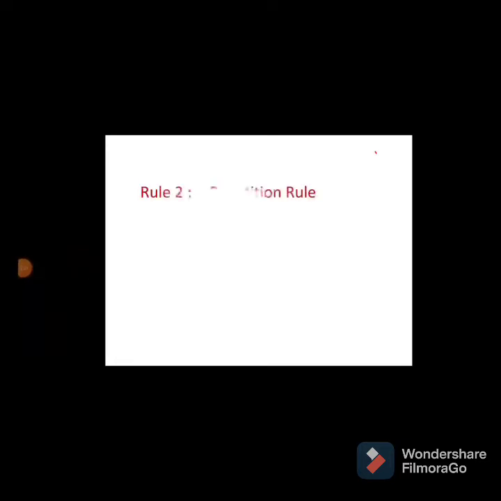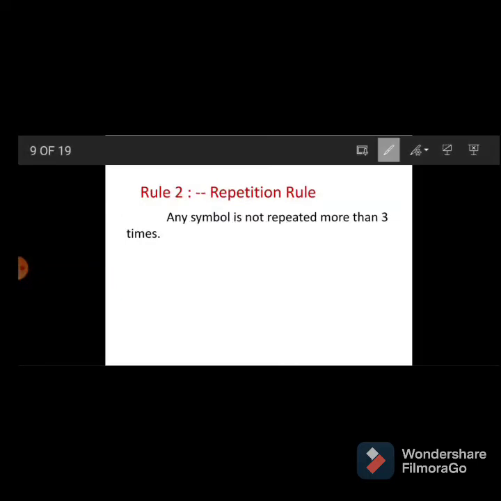Then see the second rule. What is the second rule? It is the repetition rule. What is the meaning of repetition? See, no symbol is repeated more than 3 times. This rule is very important. No symbol is repeated more than 3 times. See, the first example.